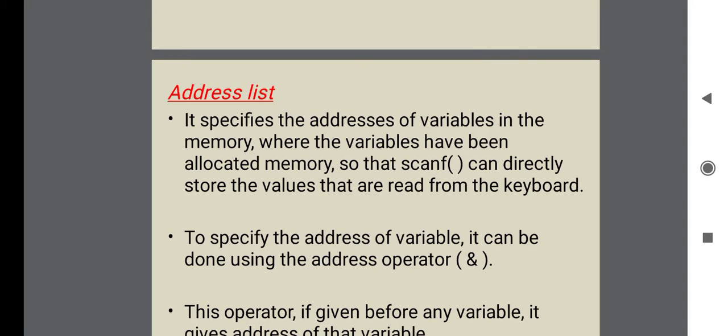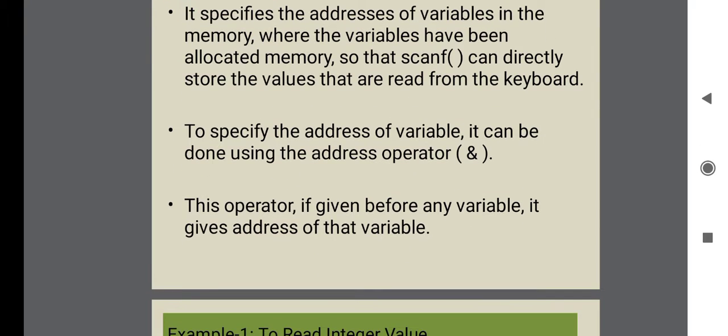It means address list specifies the address of the variables where the variables have been allocated in the memory, so that the scanf can directly store the values that are read from the keyboard. Whatever values are read from the keyboard, it will store directly, because address list specifies the address of the variables where the variables have been allocated memory. To specify the address of a variable, it can be done using the address-of operator.